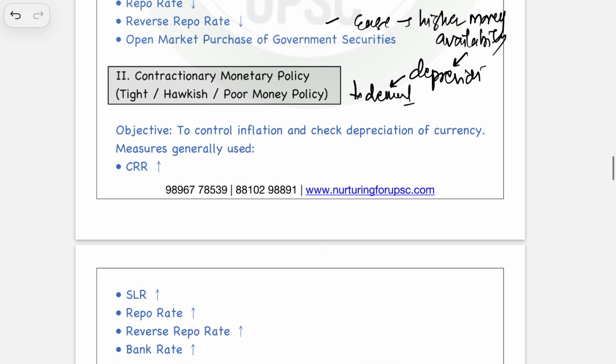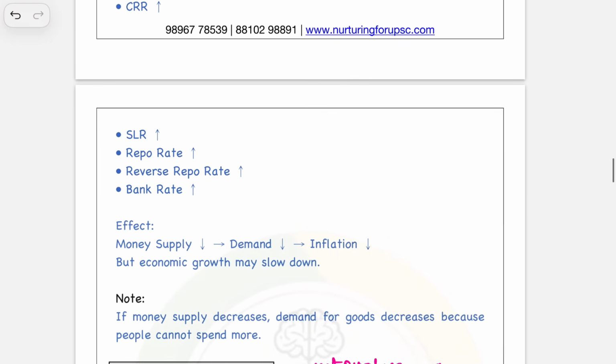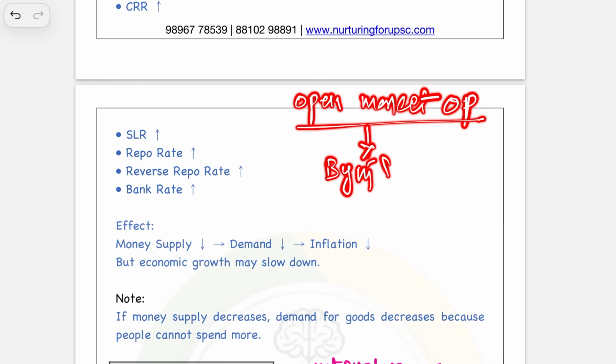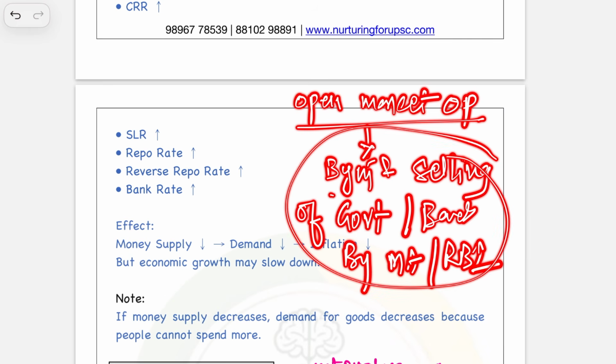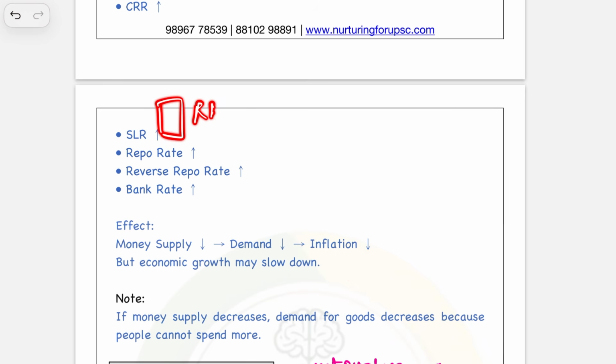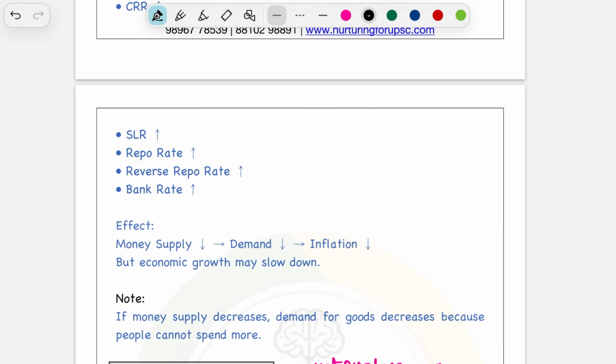Both of these contractionary and hawkish monetary policies are often done through something called open market operations. Open market operations are the buying and selling of government securities or bonds by the monetary authority, which is RBI. So let's say this is RBI and this is the bondholder. If RBI is buying bonds, so RBI is buying bonds, buy.